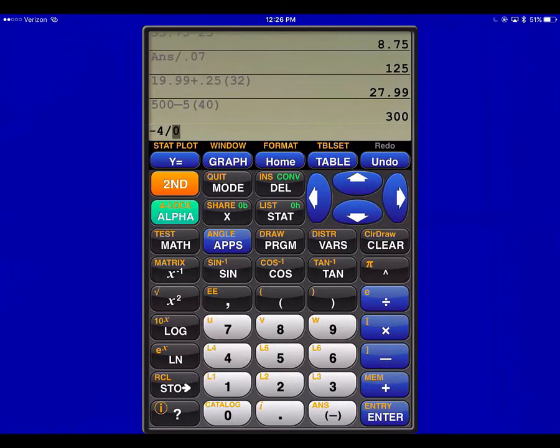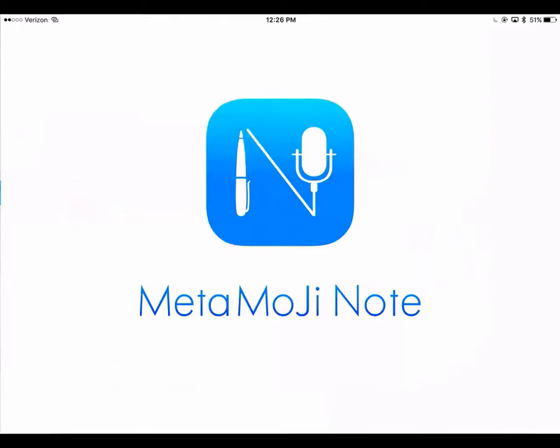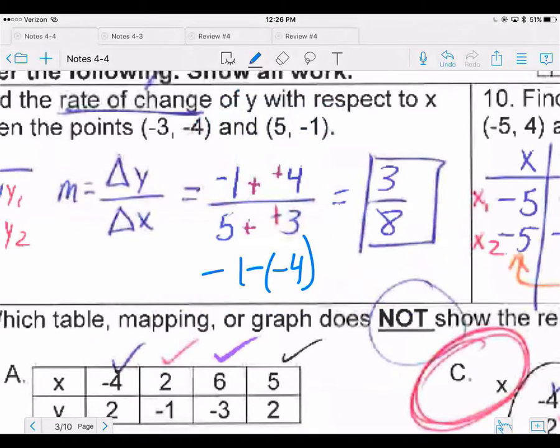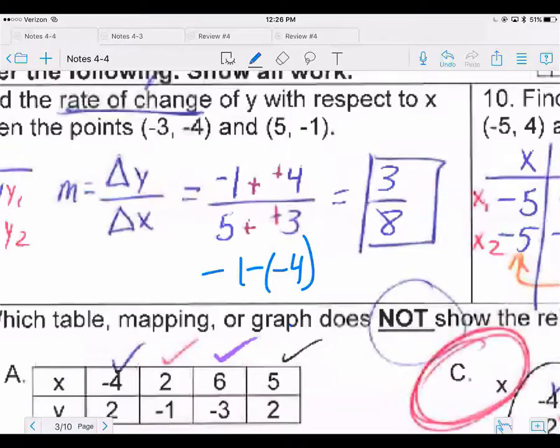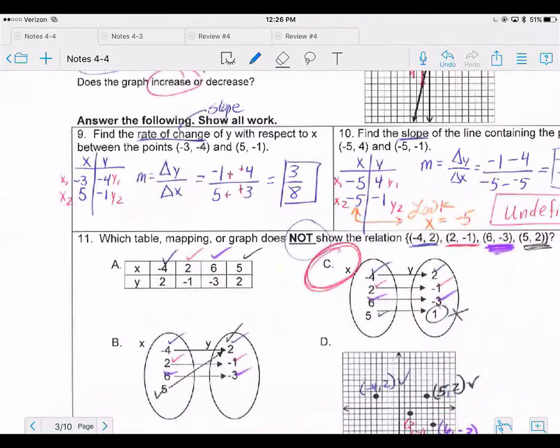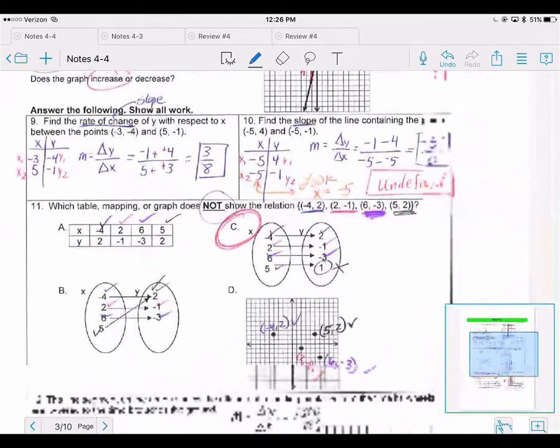So we had -1 minus -4. And that would give us 3. So if you did not get that answer, first please make sure you did minus minus. If you still did not get that answer, then make sure you put it into your calculator.